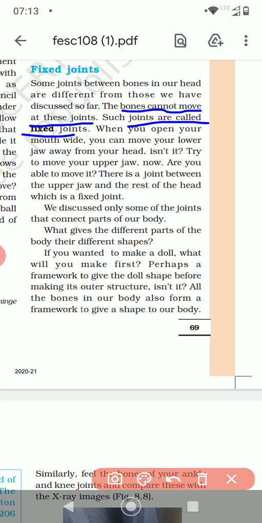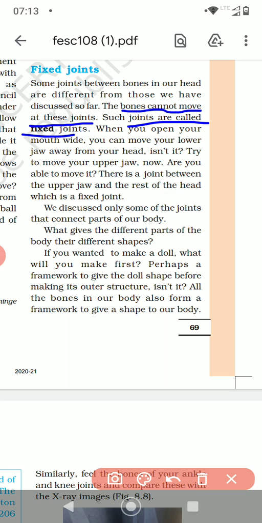Can you do that? You can move your lower jaw, isn't it? Try to move your upper jaw. Keep your lower jaw tight with your hand and try to move the upper jaw. Can you do that? No. Are you able to move it? No. There is a joint between the upper jaw and the rest of the head, which is a fixed joint. So the rest of the head and the upper jaw are fixed. Only the lower jaw is movable.